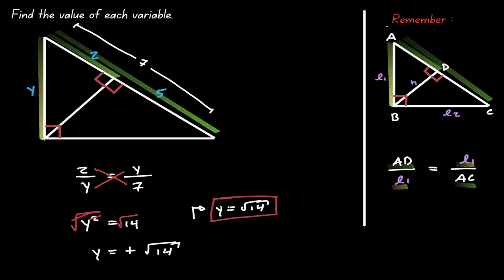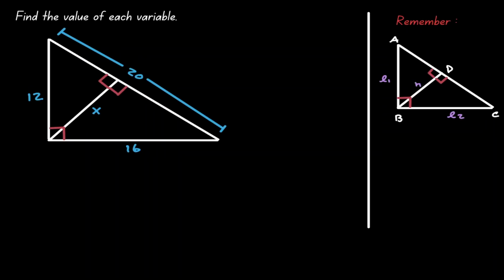Let's take a look at another example. Notice that we have the same situation. We have a right triangle, and within the right triangle, we have an altitude. And that altitude created 3 right triangles, therefore, we can use the similarity right triangles proportion.